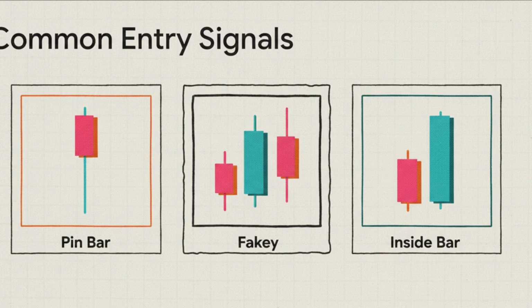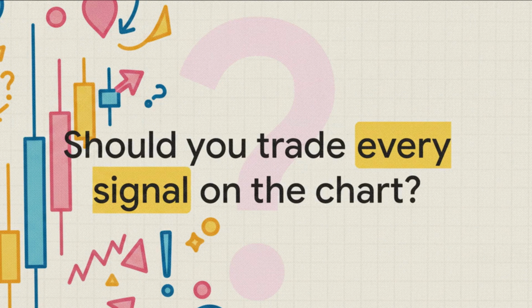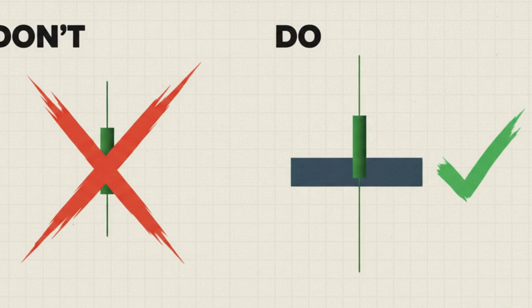actually holding strong. Now at this point, you might be getting a little excited. You're probably going to pull up a chart and start seeing pin bars and inside bars absolutely everywhere. Which brings us to a super critical question, one that traps almost every single beginner. But should you trade every single signal you see on the chart? The answer is a definitive, absolute no. You should only trade these signals when they form at key levels of support or resistance.